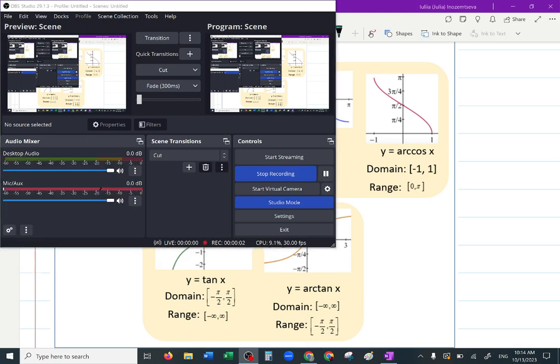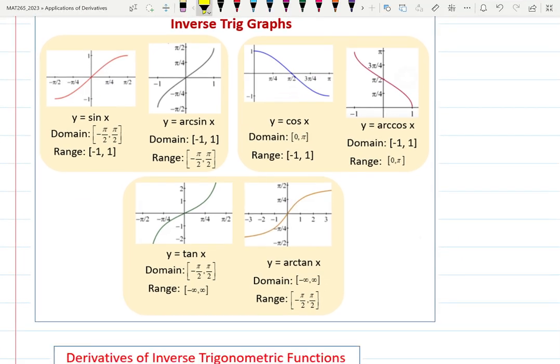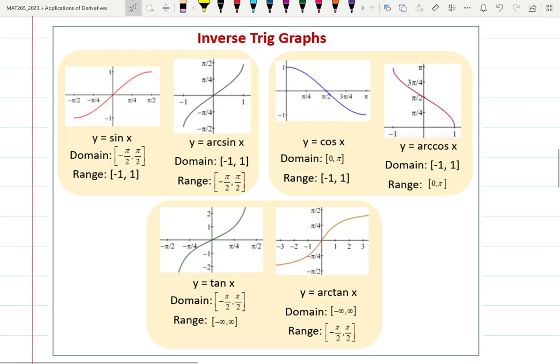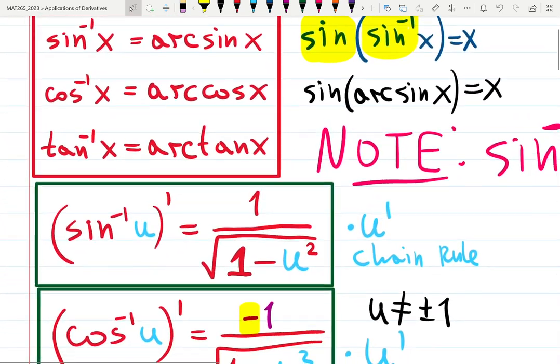Let's continue with inverse trig functions. Last time we did the fun part. Today we're going to do the boring part, and I'm kind of biased on this. Those are the definitions of inverse trigs, how they were created, and so on. The fun part was derivatives. I like derivatives.